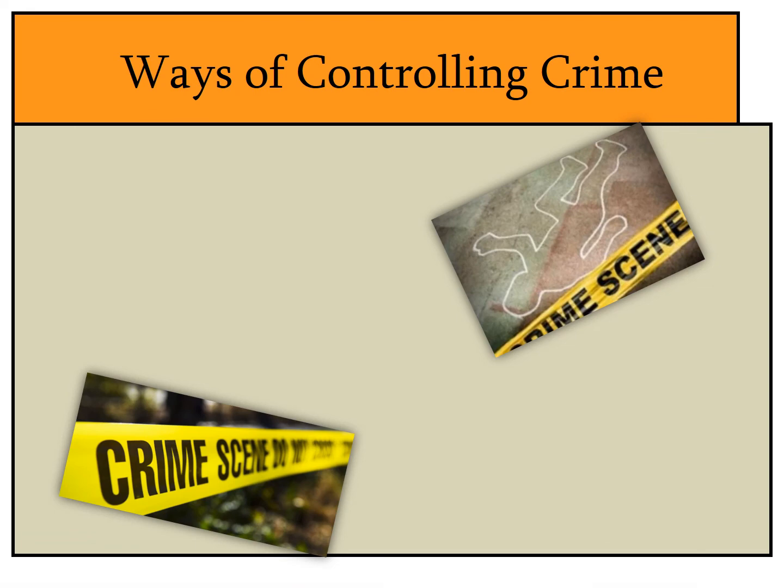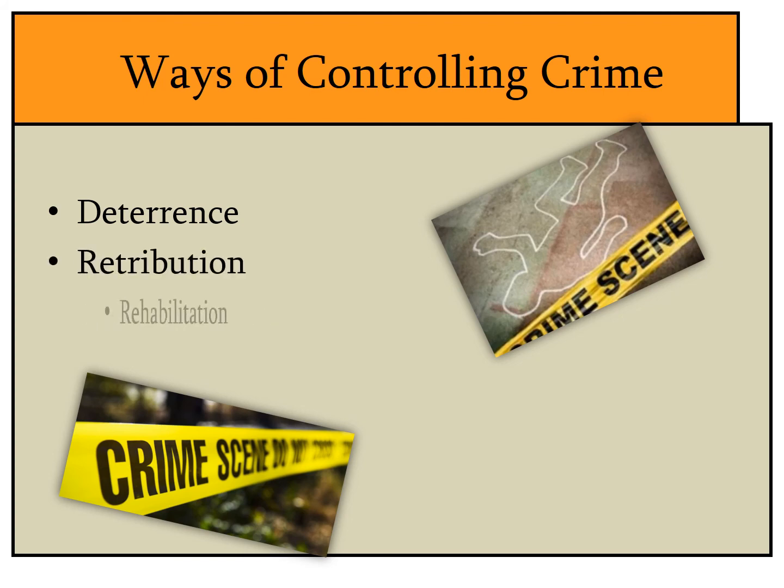Now, the last thing that we're going to talk about here, in the last couple of slides, are a couple of ways of controlling crime. There are three ways of controlling crime that the textbook focuses on. Deterrence is the first way, retribution, and rehabilitation. So let's talk about each of these terms and concepts.